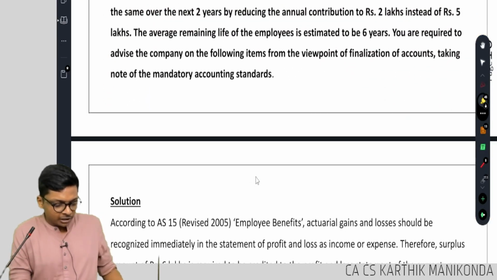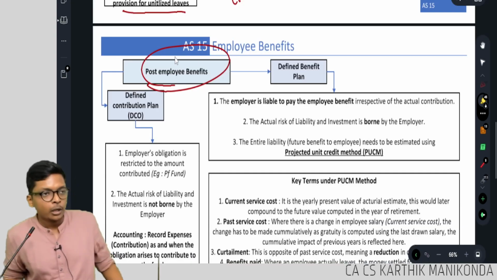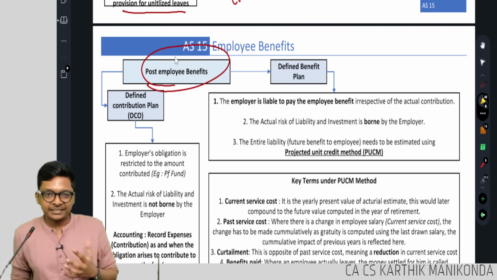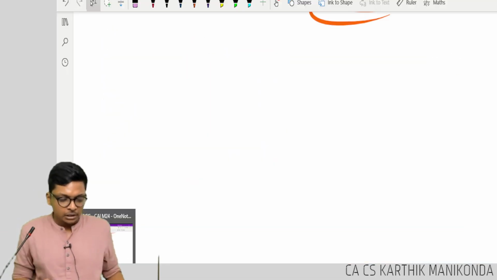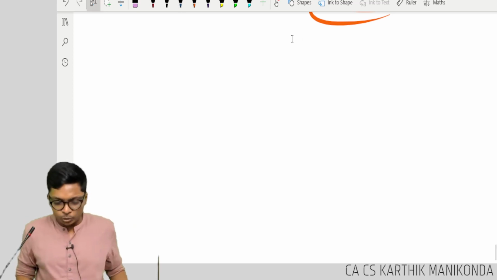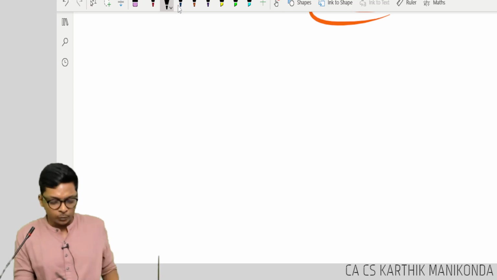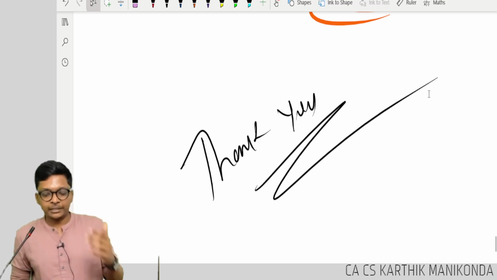Now we have to go to the next concept, which is basically post-employment benefits. Are you getting the clarity, guys? Clear? Okay. Post-employment benefits. For recording students, go to the next video and watch this part. With this, we will end this session and then go to the next one.